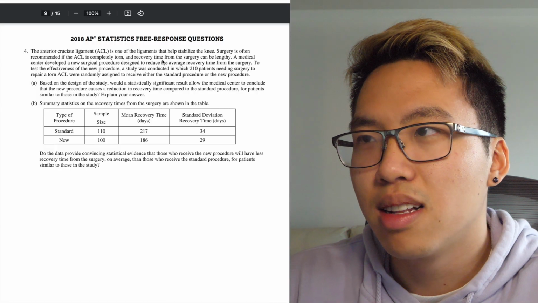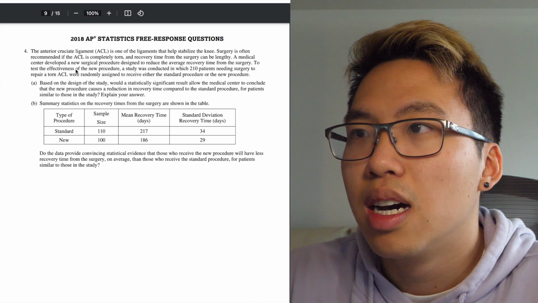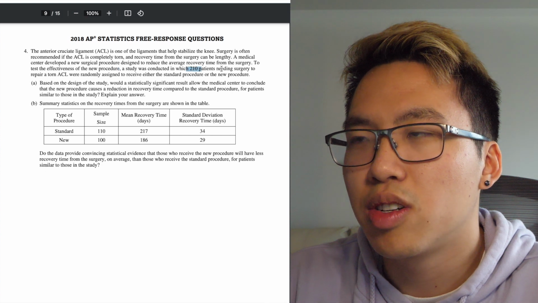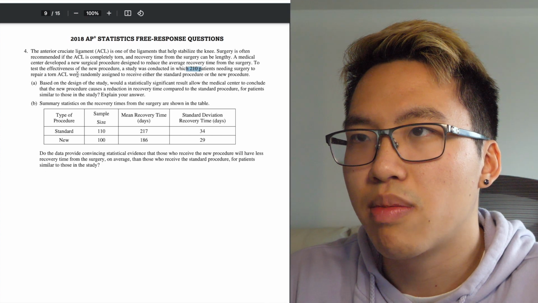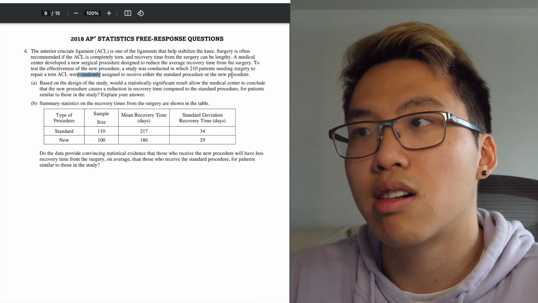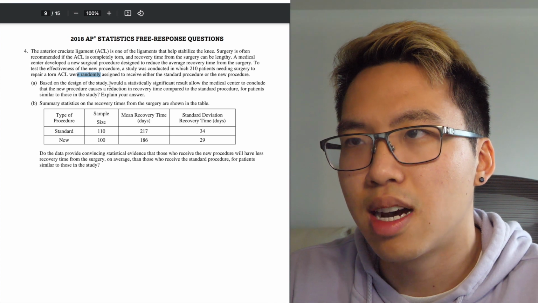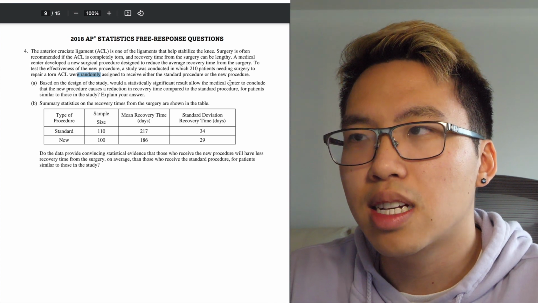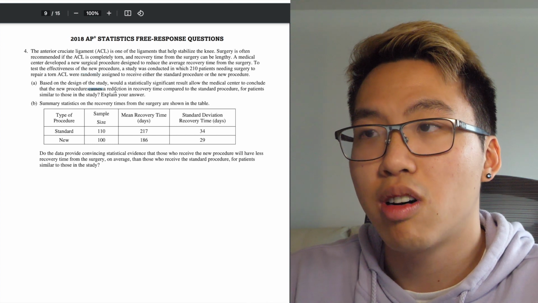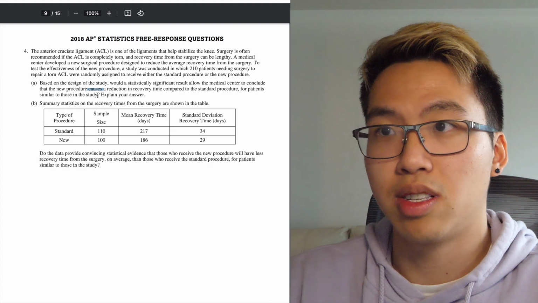So the ACL, okay, blah, blah, blah, some background. To test the effectiveness of the new procedure, a study was conducted in which 210 patients needing surgery to repair a torn ACL were randomly assigned to receive either the standard procedure or the new procedure. Okay, cool. Based on the design of the study, would a statistically significant result allow the medical center to conclude that the new procedure causes a reduction in recovery time compared to the standard procedure for patients similar to those in the study?